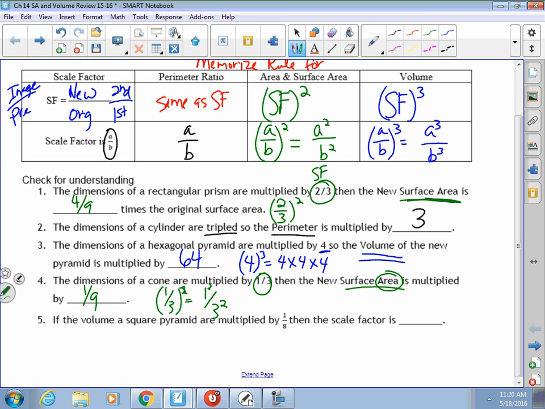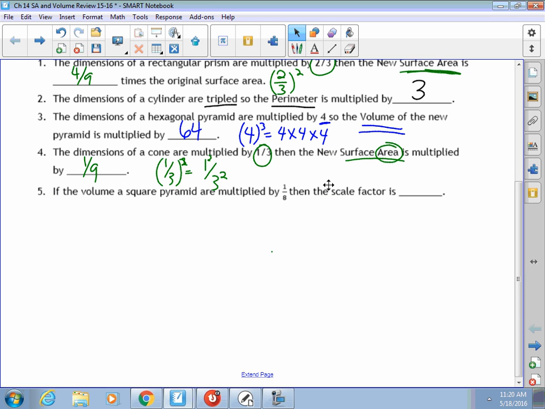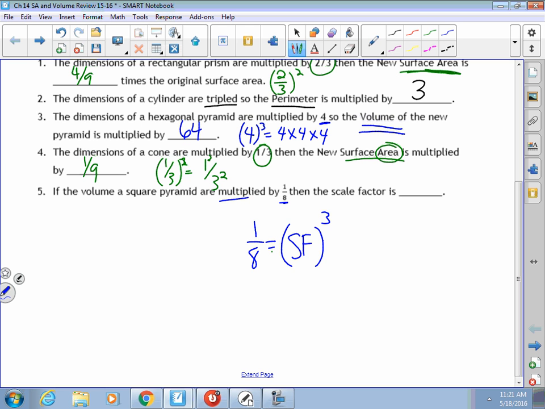And then since the volume of a square pyramid is multiplied by 1/8, then the scale factor is... You're not going to have a question like this on the test, working backwards, but I'm just going to check to see if you really understand what's happening. Because for volume, we're telling you what it's multiplied by. This 1/8 is the scale factor cubed, already cubed. So what would our scale factor have to be so that if I cube it, I get 1/8? If you said 1/2, you're absolutely right. Okay, so if you got that, you're fine. That's a good review if you need it.